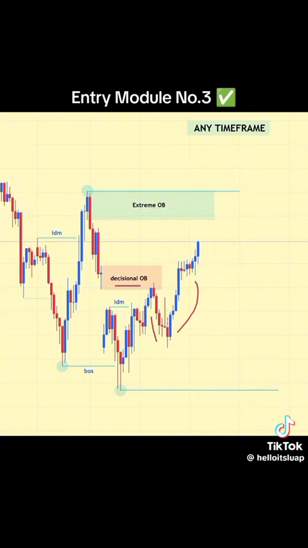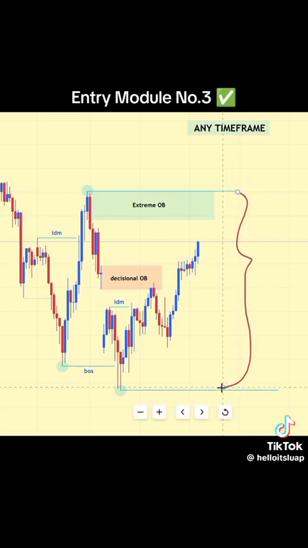But do you know that it's not always that price will mitigate a POI, in that case an order block or an order flow, before it makes that ultimate reversal? Do you know that sometimes price may just sweep a core liquidity level and just make that ultimate reversal? So with that said, then how can you identify the core liquidity levels in a trading range?